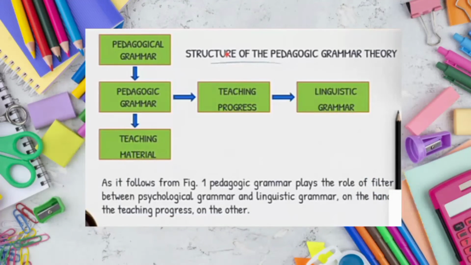So these are the structure of the pedagogic grammar theory: the pedagogic grammar, teaching progress, linguistic grammar, and teaching materials. As follows from Figure 1, pedagogic grammar plays the role of a filter between psychological grammar and linguistic grammar on one hand, and the teaching progress on the other.